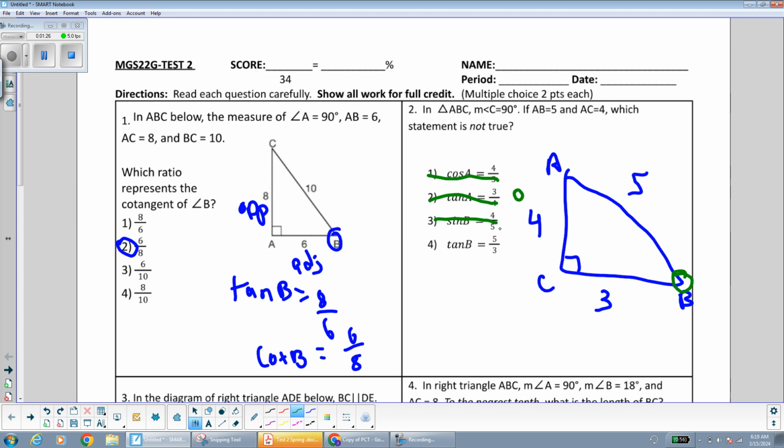So that leaves tangent of angle B. From angle B, we have opposite and adjacent. Tangent of angle B would then be 4 over 3, not 5 over 3. So that's the answer choice that we're looking for.